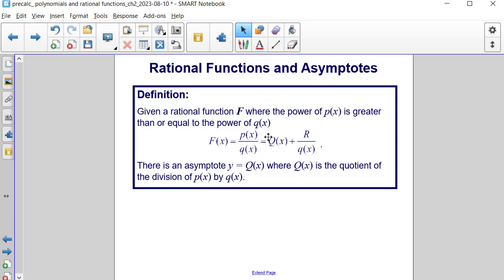In other words, we're going to get another polynomial coming out, and this r is the remainder over the original denominator. And this quotient or new polynomial that we're getting, that's going to be our asymptote. More often than not, it will probably be a slant asymptote or a line of some sort, but it could also be a higher degree polynomial, such as a quadratic. Let's look at some examples to see how this works.